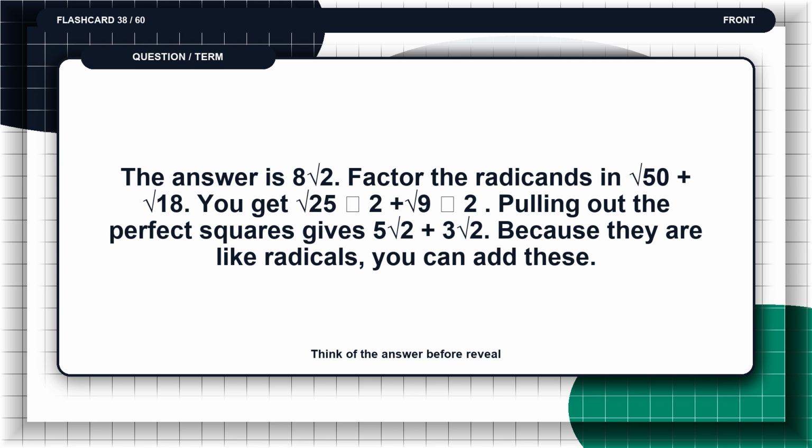Pulling out the perfect squares gives 5 root 2 plus 3 root 2. Because they are like radicals, you can add these. Think of the answer before the reveal.